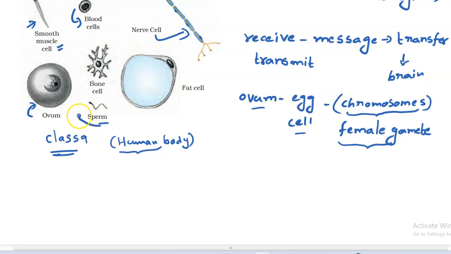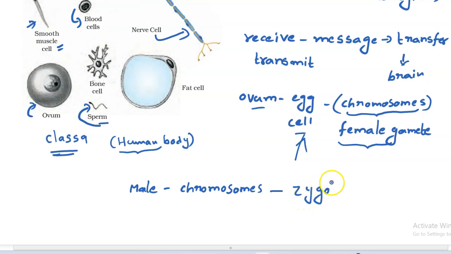Next, let us consider sperm. Sperm is the male reproductive cell. This male reproductive cell carries the chromosomes that are contributed by the male parent. It fertilizes the egg cell and results in the formation of a fertilized zygote.